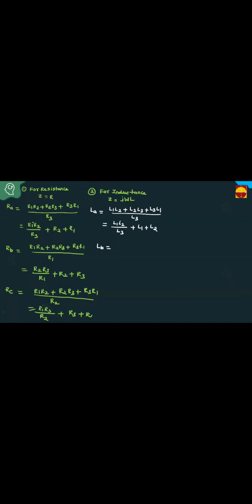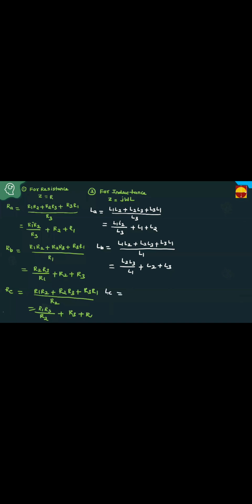How to calculate LB? L1 L2 plus L2 L3 plus L3 L1 divided by, for LB, how to calculate? Here it is Z1, that's why it is L1. How to simplify this? L2 L3 by L1 plus L2 plus L3. By simplifying this, you can get this.